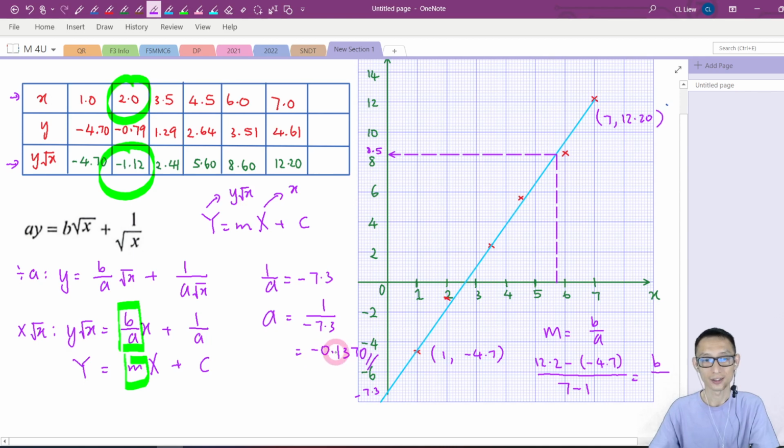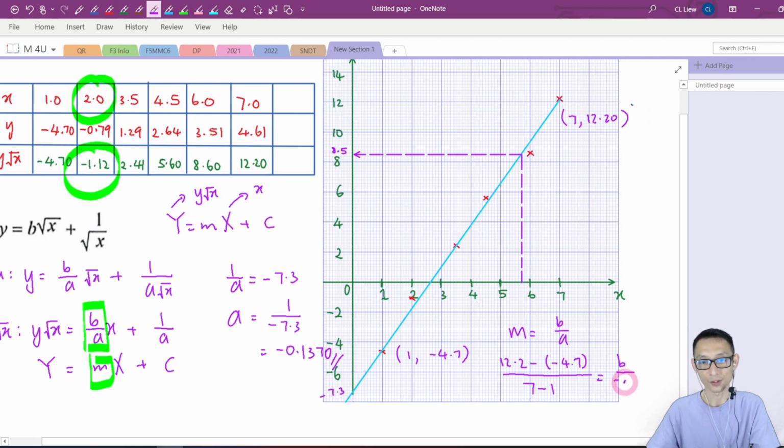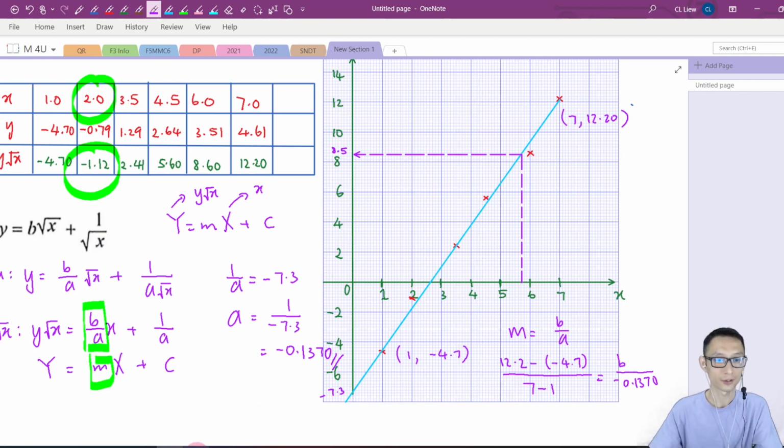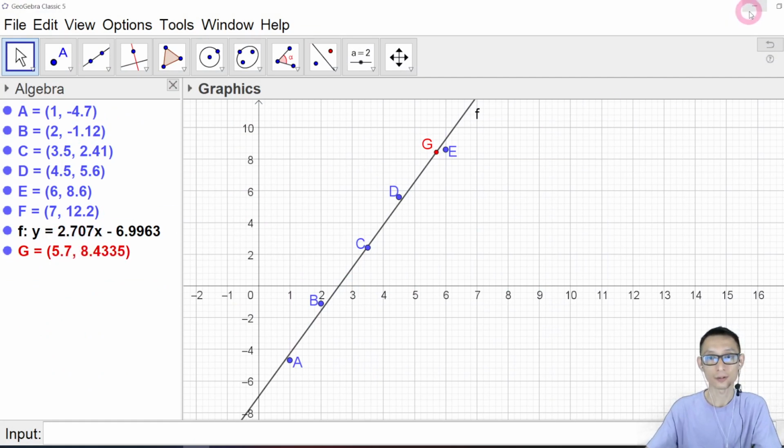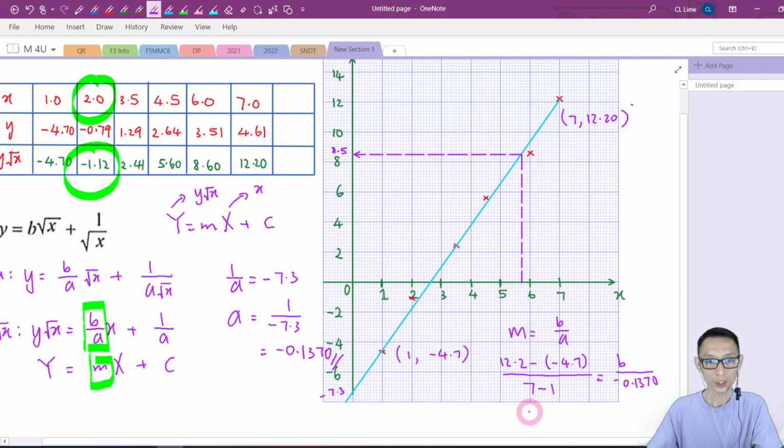We got the A just now, negative 0.1370. Now let me calculate this one first. 12.2, negative will become positive, plus 4.7 and then divided by 6. Okay, the answer I got here is 2.817. Very close to the answer here. So I will use this one, 2.817.